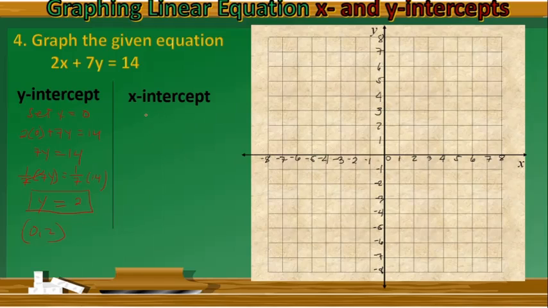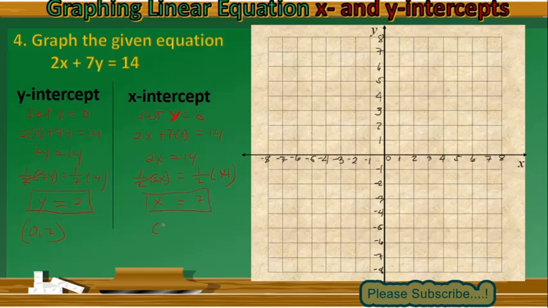Then for the x-intercept, we will set y to 0. Okay, 2x plus 7 times 0 equals 14. What is left is 2x equals 14. So applying the multiplication property of equality, this will become 1/2 times 2x equals 1/2 times 14. So this will be cancelled out. The remaining is x. And 1/2 times 14, that is 7. Okay, so our coordinate now is 7 and 0.